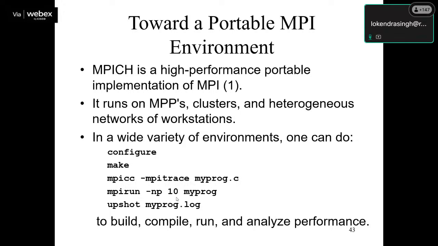So how can you run the program? mpirun -np 10. It means you want to run your program with the help of 10 processes. After that, your program runs and delivers the message from index 0 to 9.